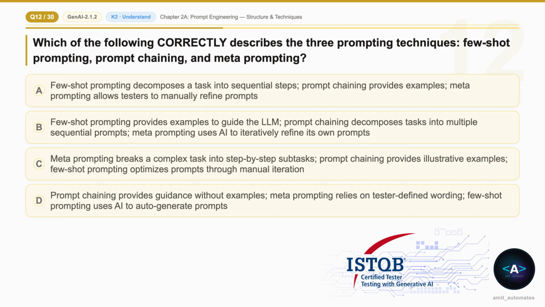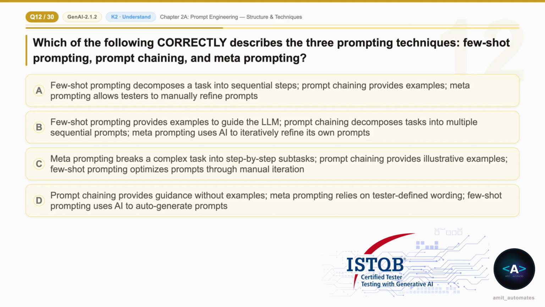Your options are A. Few-shot prompting decomposes a task into sequential steps, prompt chaining provides examples, meta-prompting allows testers to manually refine prompts. B. Few-shot prompting provides examples to guide the LLM, prompt chaining decomposes tasks into multiple sequential prompts, meta-prompting uses AI to iteratively refine its own prompts.